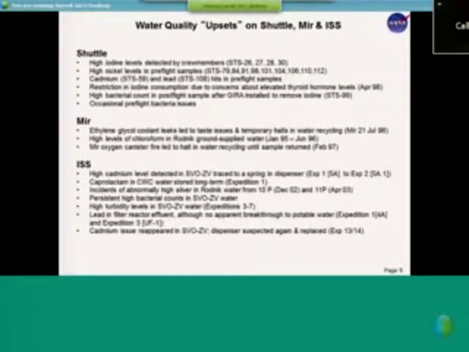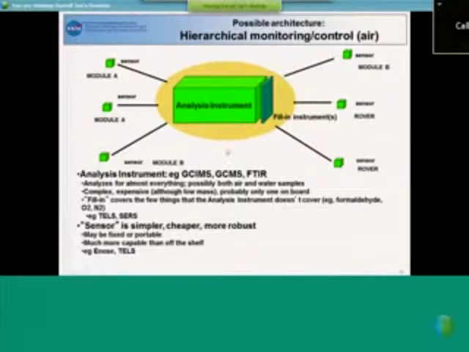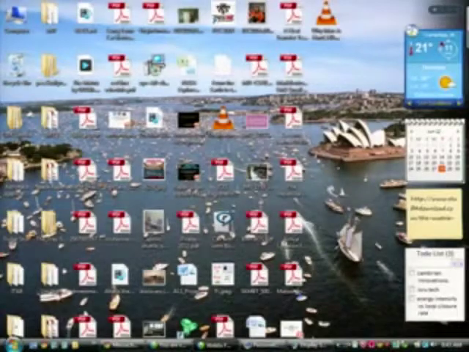Okay, so I won't go through all these. We'll just move on here. So here's a possible architecture. If you have many modules in your space station or habitat, you wouldn't necessarily have complete monitoring capability in each module. You'd have one or two highly capable analytical instruments, and then simpler but more robust sensors in each of the modules. So you have a certain amount of redundancy because you have many modules.